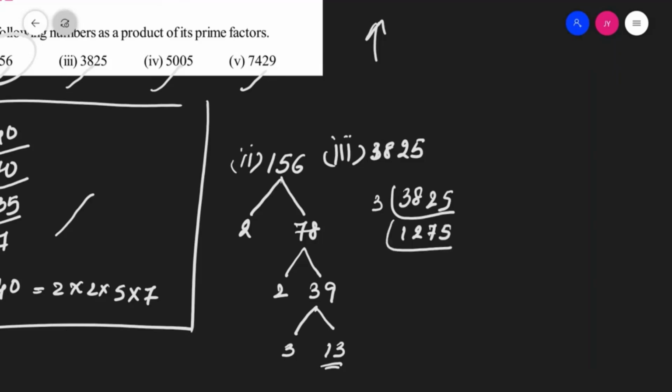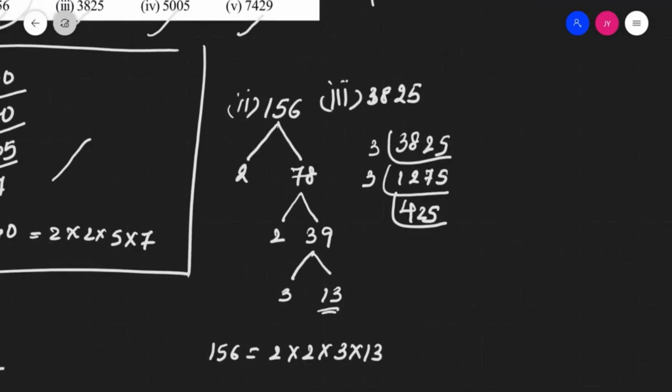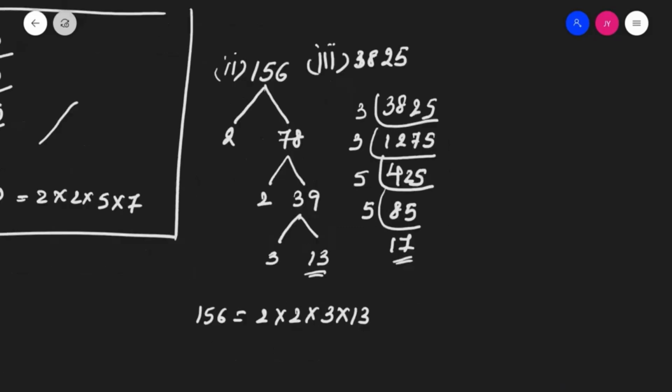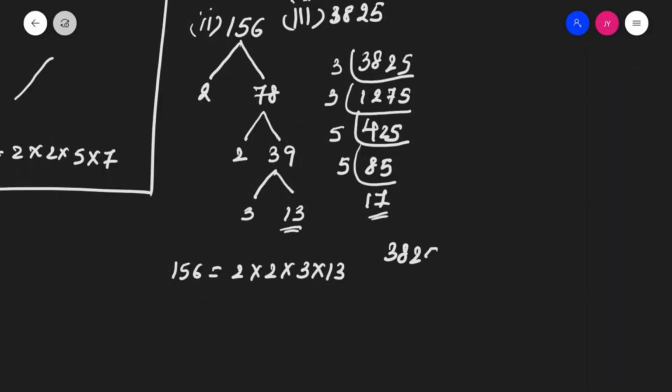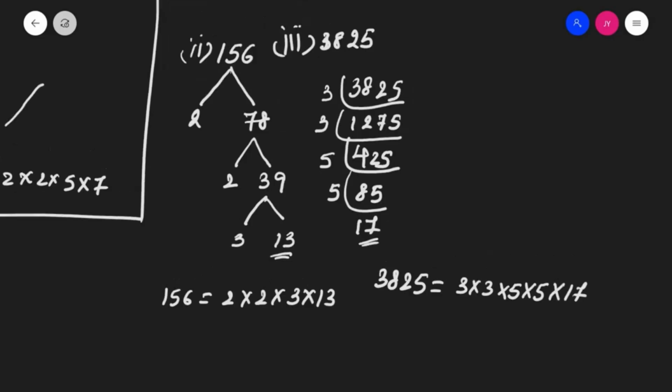Again, it's not divisible by 2, so 1275 divided by 3 is 425. 425 is not divisible by 3, so the next prime number is 5. So 425 divided by 5 is equal to 85. Next, 5 17s are 85. 17 is a prime number. So 3825 is equal to 3 into 3 into 5 into 5 into 17.